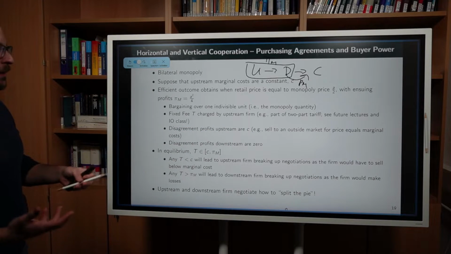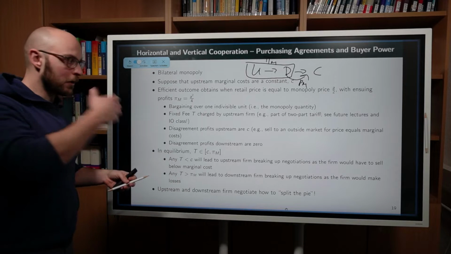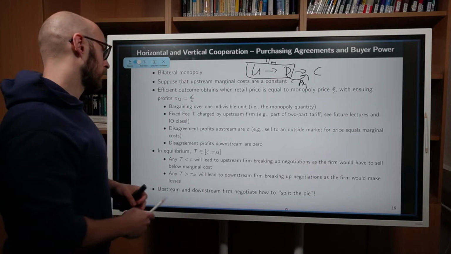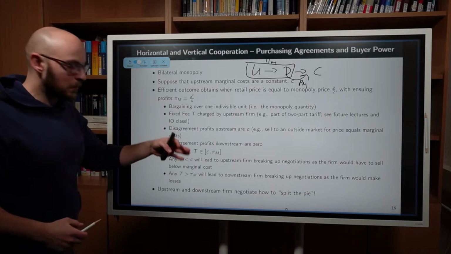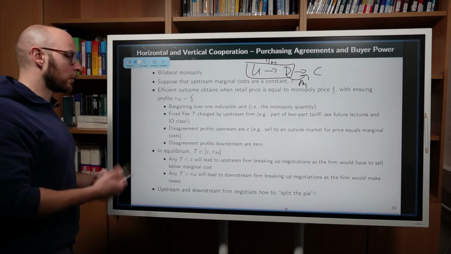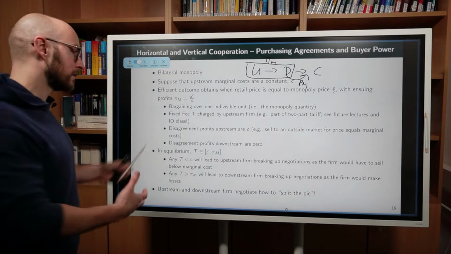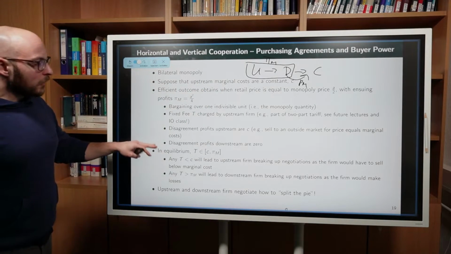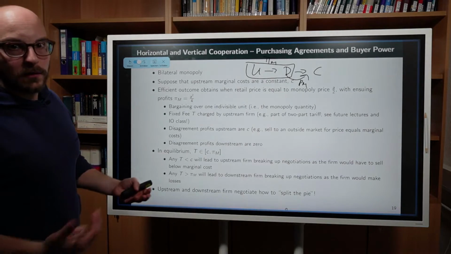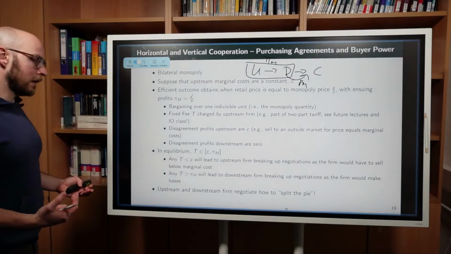This basically means that I don't produce the product, or I produce the product and sell it to an outside market. Again, recall that C is, in an economic perspective, the opportunity cost. So that's what I would realize if I didn't sell to D. The downstream profits are zero because it doesn't receive anything to sell, right?